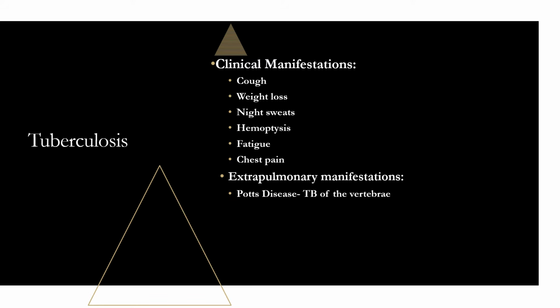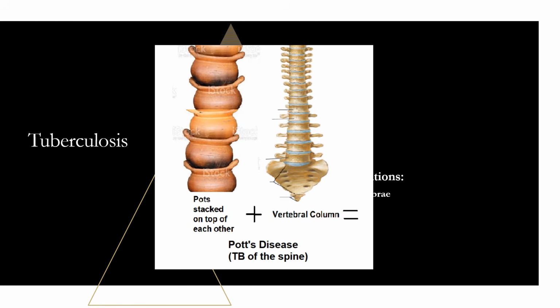So Pott's disease is TB of the vertebrae. So TB infected the vertebrae, the spine. The way that I remembered that is that these are actually pots stacked on top of one another. Actually kind of looks like a vertebrae. I mean, it does, right? So this kind of looks like a vertebral column. Pots stacked on top of each other look like a vertebral column. So anytime I see Pott's disease on a vignette, right away I think of the vertebrae, and then I remember TB of the spine. Hopefully that helps you too.